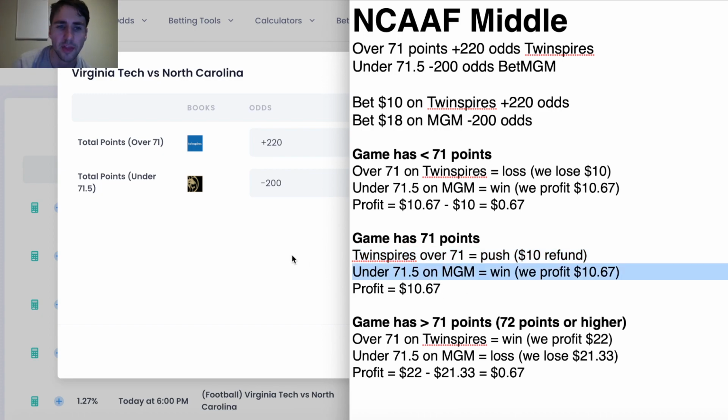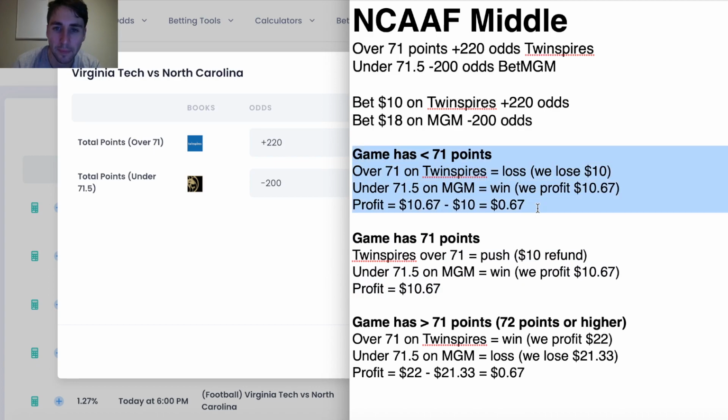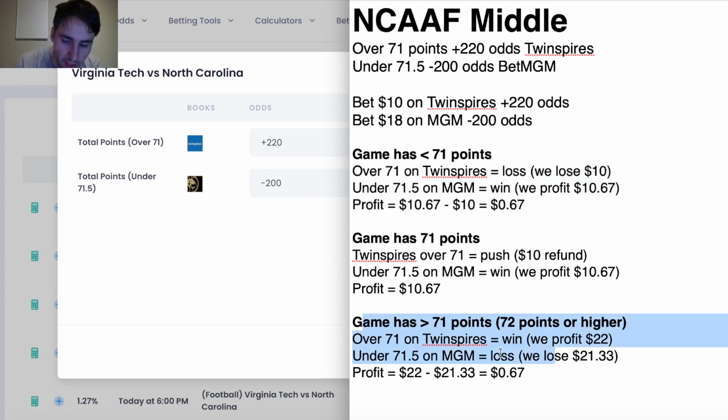On MGM, the under 71.5, 71 points in the game is under 71.5. So the bet on BetMGM would win. So we would profit 10.67. So our profit would simply be 10.67, right? So you can see that regardless of what happens in the game, we're either profiting 67 cents risk-free. We can't lose money here. We can only make money.